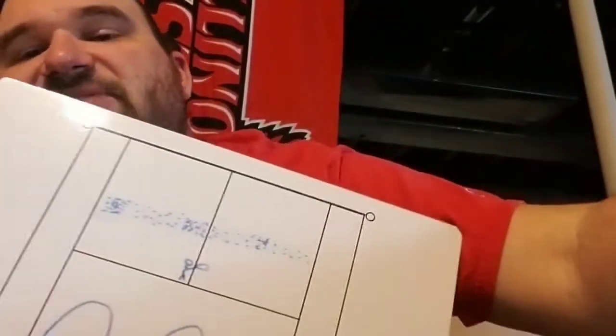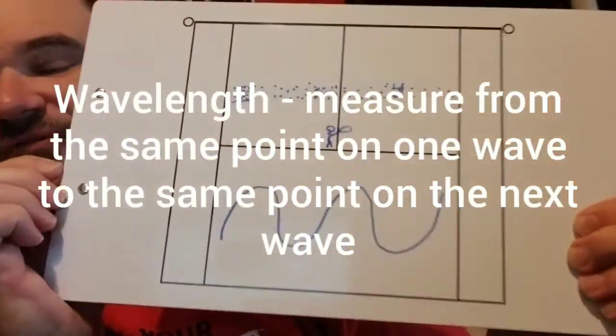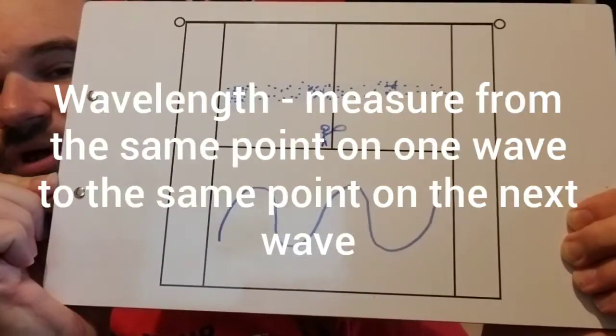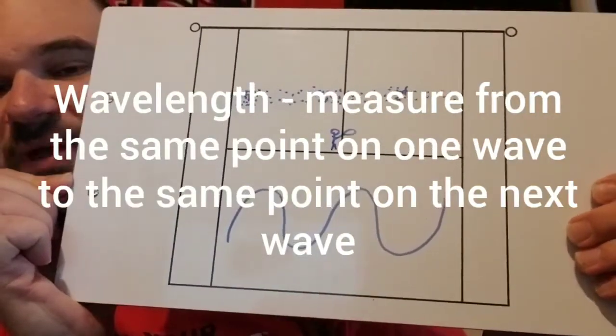Okay, and the last one is going to be wavelength. So that's measuring from the same point on one wave to the same point on the next wave. So that's going to be looking at, let's say, from the top of one wave to the top of the next wave. This is wavelength.